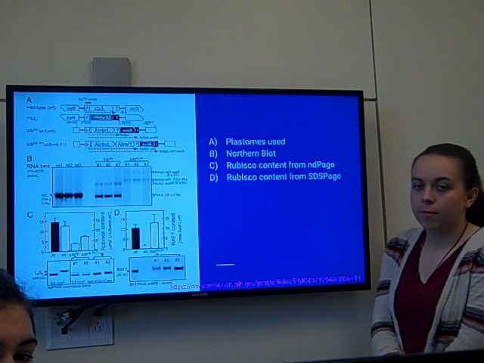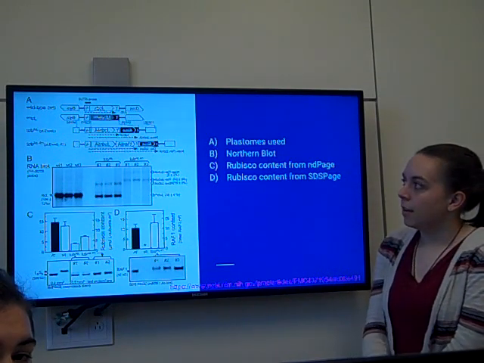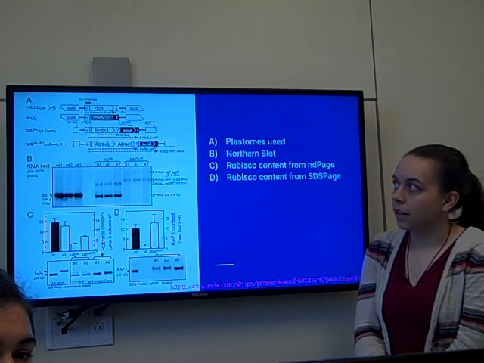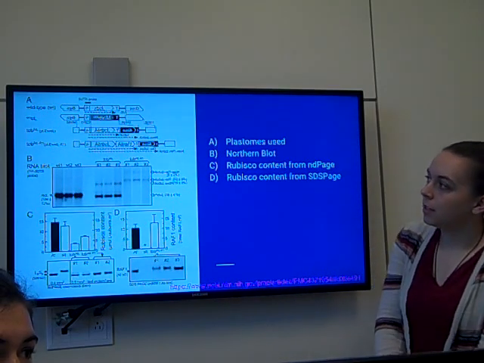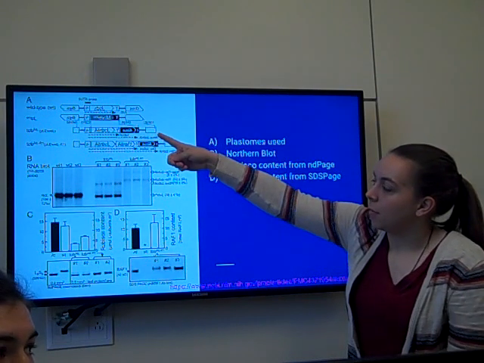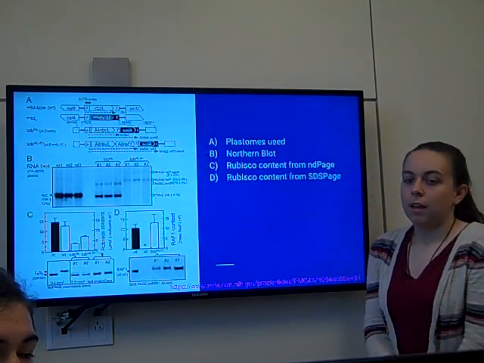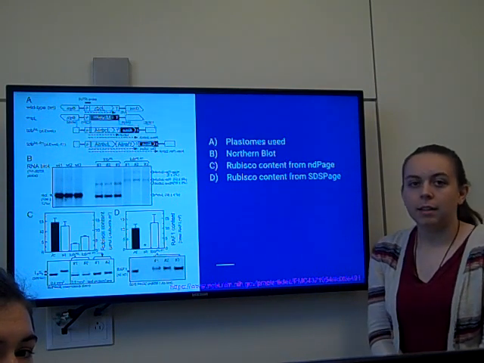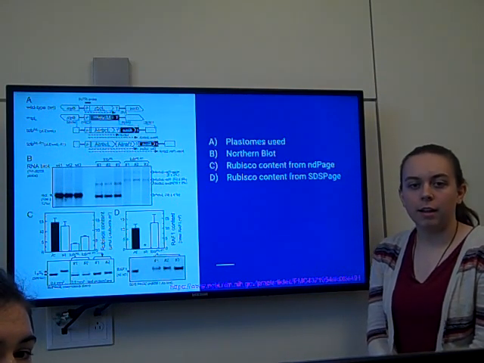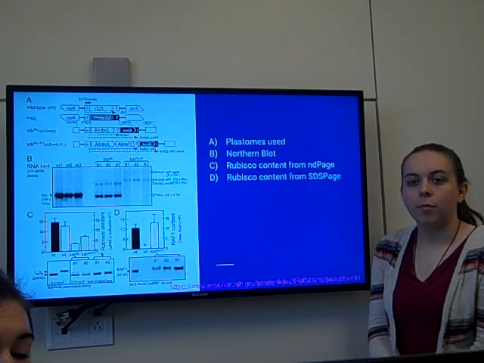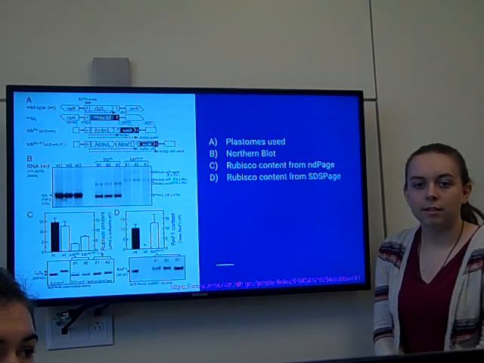So this is a diagram from the research. A is the plastomes they used. So they have the wild type initial DNA sequence, and then as you can see, they added the Arabidopsis RbcL gene and the Arabidopsis RAF1 gene. B shows the northern blot that they got, which is the RNA content, and then C and D show the protein content that they got from the SDS and ND-PAGE analysis.